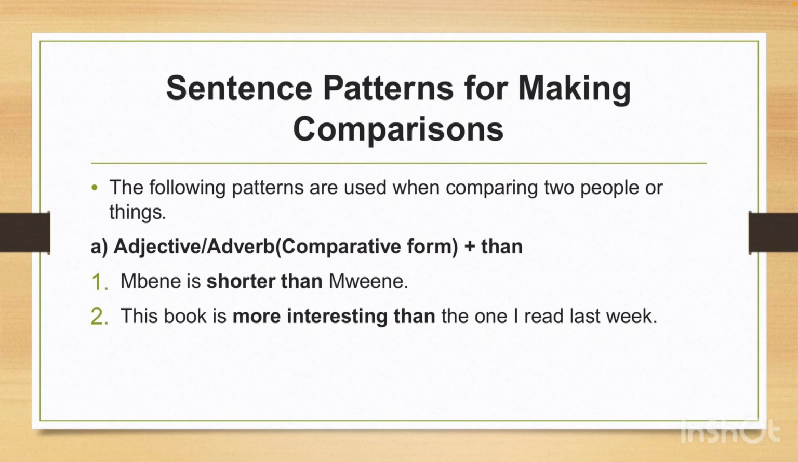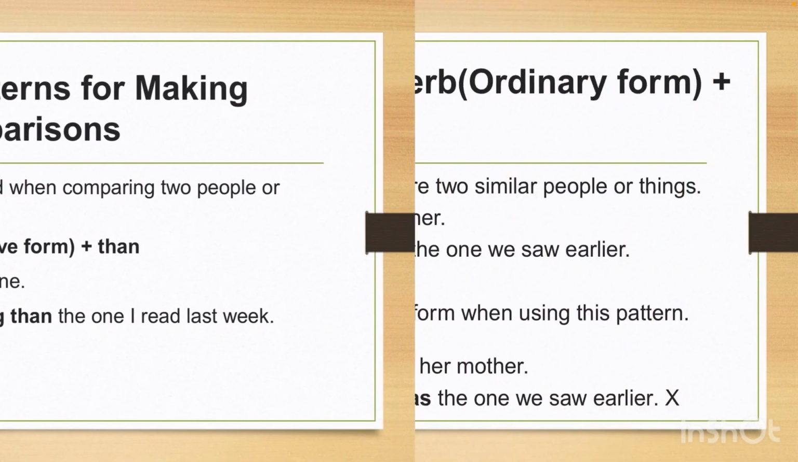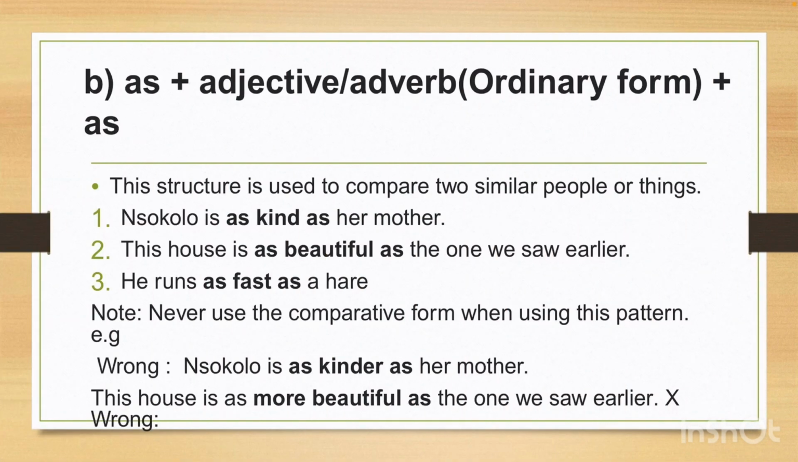This book is more interesting than the one I read last week. We are comparing two books here. The one you're reading and the one you read last week. So this one is more interesting than the one I read last week. We cannot say this book is interestinger than the one I read last week. That's wrong English. The second pattern is as dash dash as. In between the two as we have an adjective or an adverb in its ordinary or original form. How do we use this structure? We use this structure to compare two similar people or things.